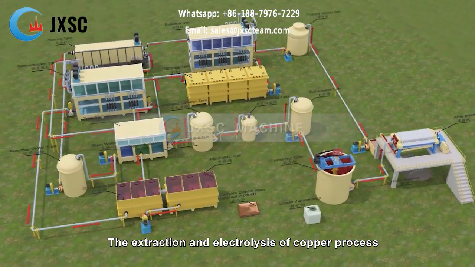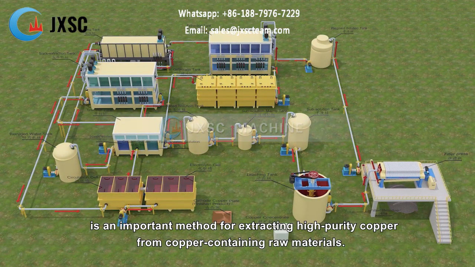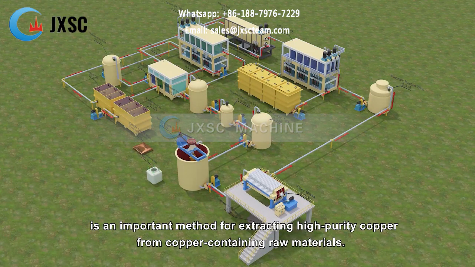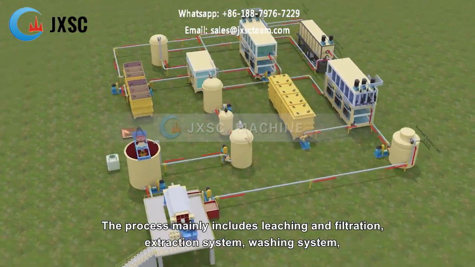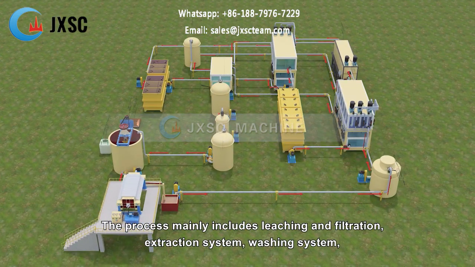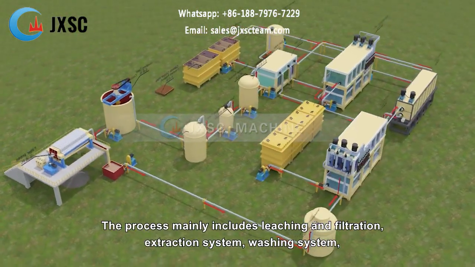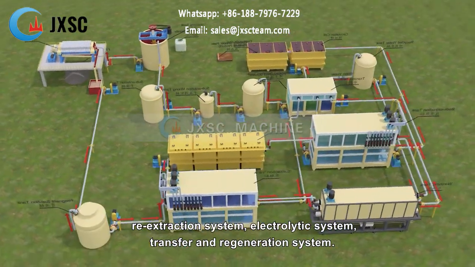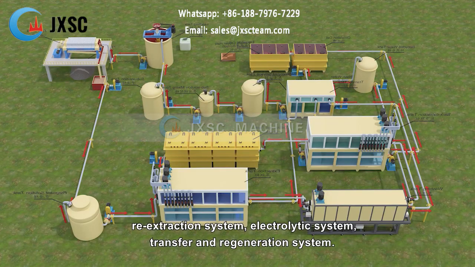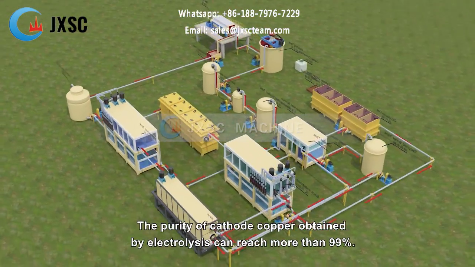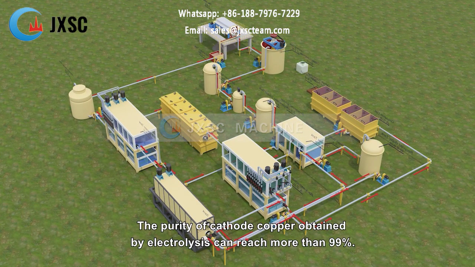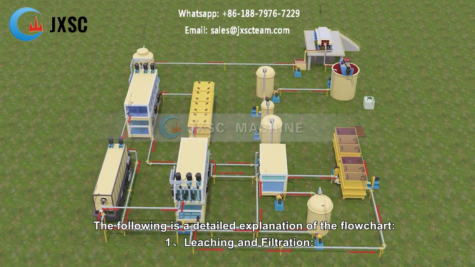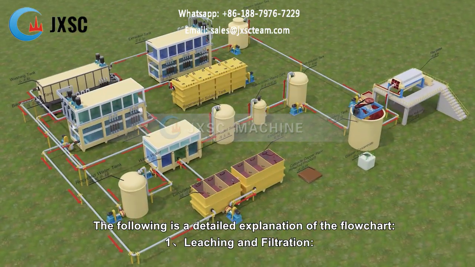The extraction and electrolysis of copper process is an important method for extracting high-purity copper from copper-containing raw materials. The process mainly includes leaching and filtration, extraction system, washing system, re-extraction system, electrolytic system, transfer and regeneration system. The purity of cathode copper obtained by electrolysis can reach more than 99%. The following is a detailed explanation of the flowchart.